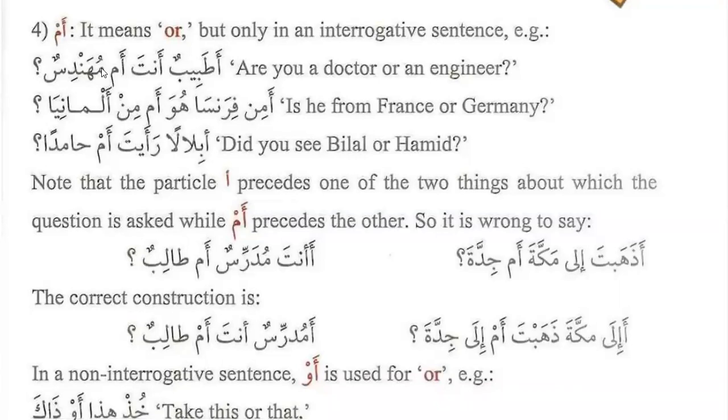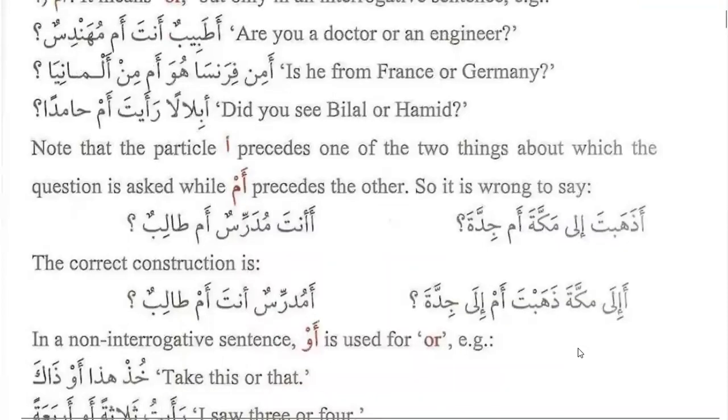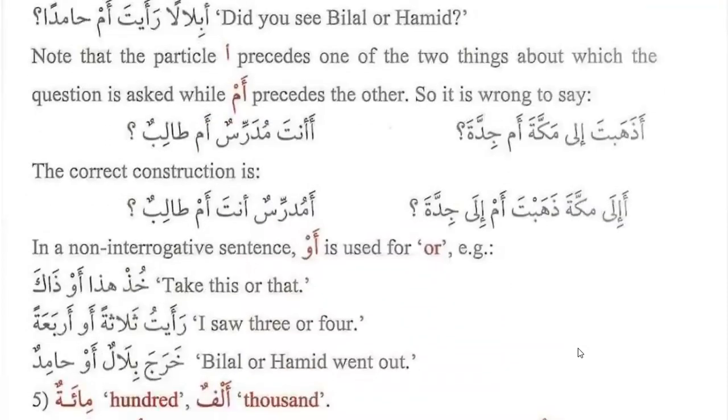And so the second one, "Azhabta ila Makkata am ila Jiddata". That is wrong. Yes, he is telling you it is wrong to say "Azhabta ila Makkah". This sentence is wrong because we are discussing Makkah and Jeddah. Jeddah is kept with "am", this is correct, but Makkah must be kept with Hamza. Otherwise, it will be wrong. So in the next sentence, he has corrected it by putting Makkah with Hamza. Okay. Continue.